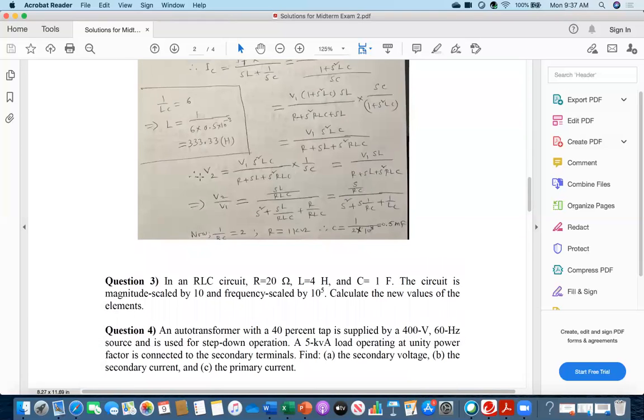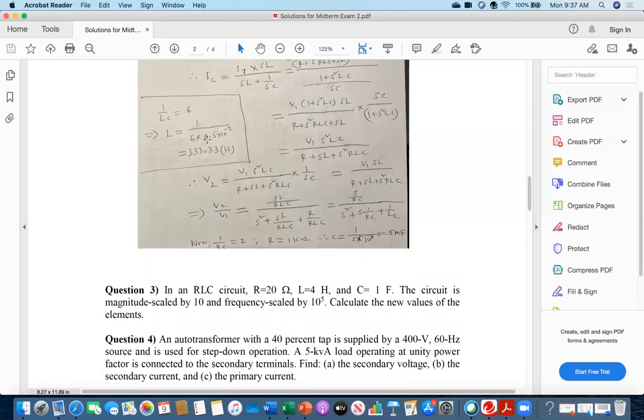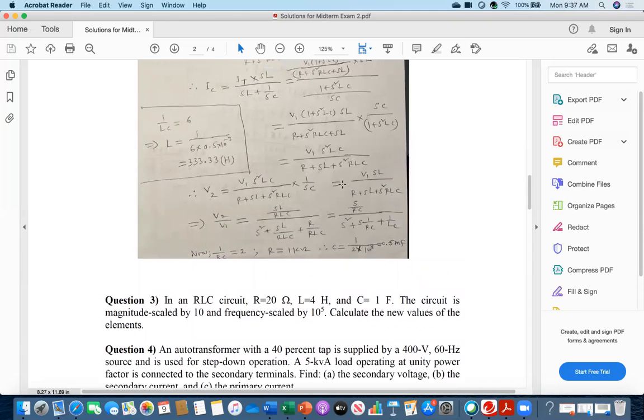1 over LC, which is 6, and then L, this one. And then I wrote that 1 over RC is 2. R value is given, my C value is 0.5 millifarad, and then L value is 333.33 henry. So therefore, these two are the answer. C value 0.5 or half millifarad, and L value is this. Did you all get the same number? Yes, I got that. Okay.